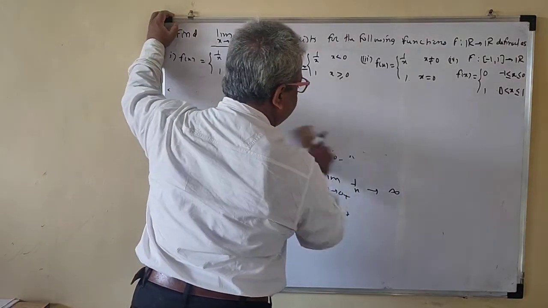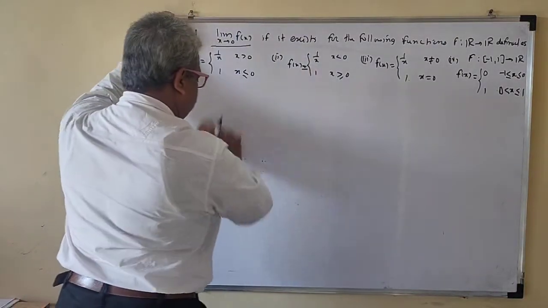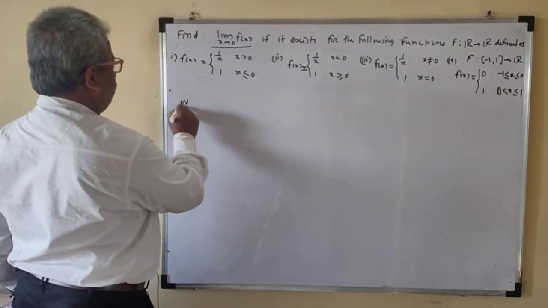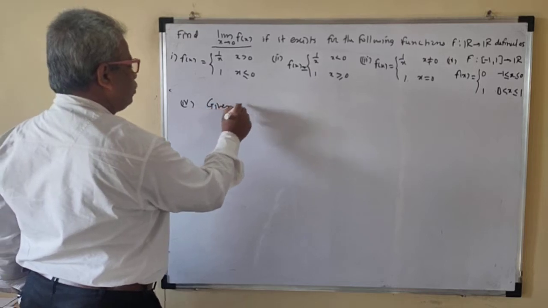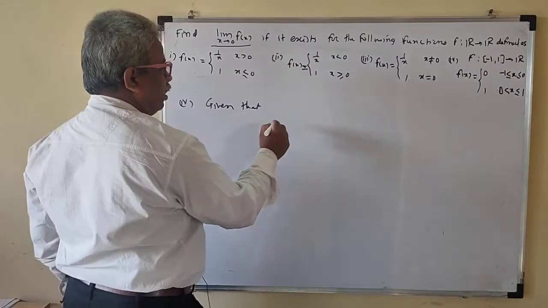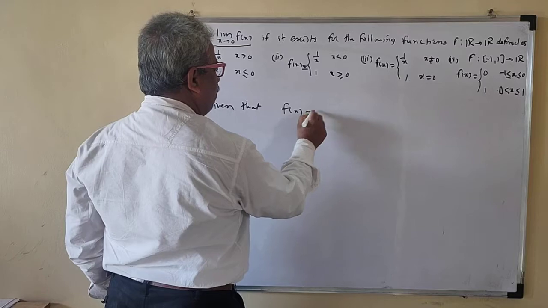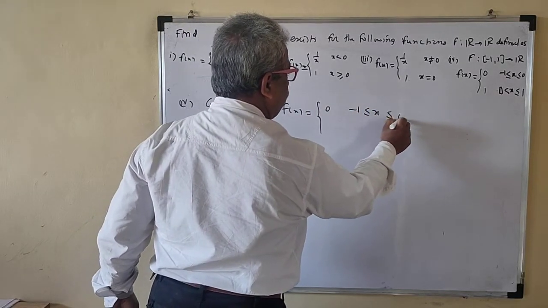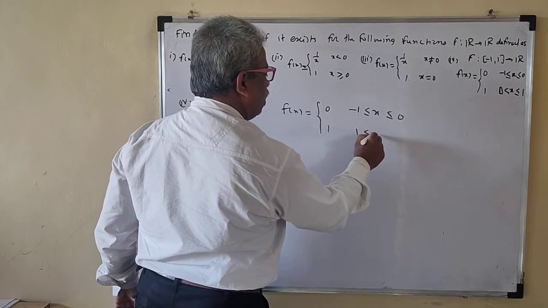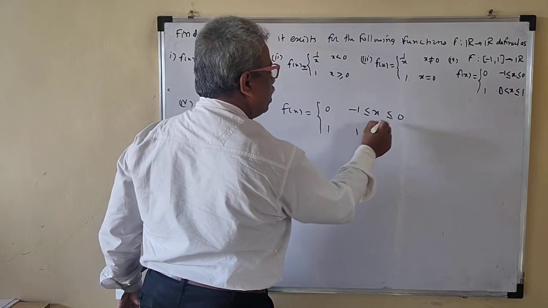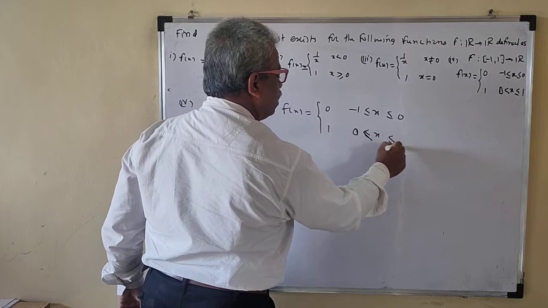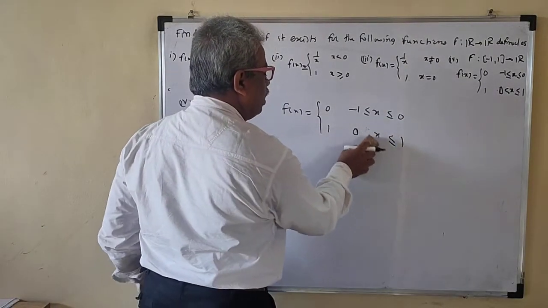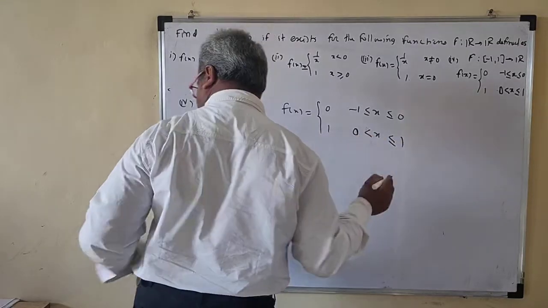Next, last one. f of x is equal to 0 for minus 1 less than or equal to x less than 0, and 1 for 0 less than x less than or equal to 1. Okay. So here there should be strict inequality.